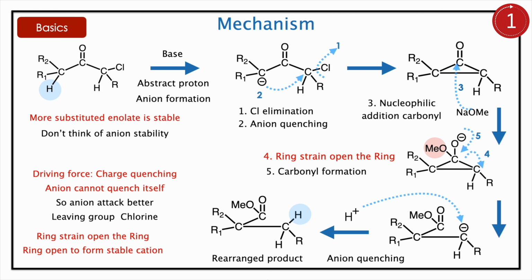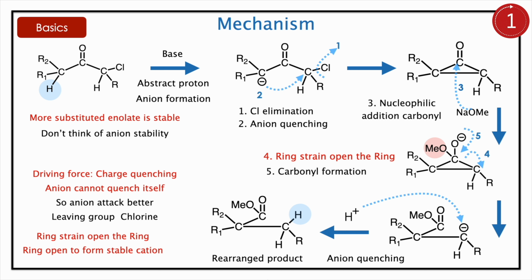Then we will see how it happens, the mechanism behind the reaction. In the first step, you use the base, and you have an alpha hydrogen. So it is like an aldol reaction, abstraction of a proton. Proton abstraction leads to anion formation. The anion then has to be quenched. The anion attacks the other alpha carbon, because it has the leaving group, and forms cyclopropanone. It is a very important intermediate. Then methoxide attacks the carbonyl. It is a nucleophilic addition reaction.